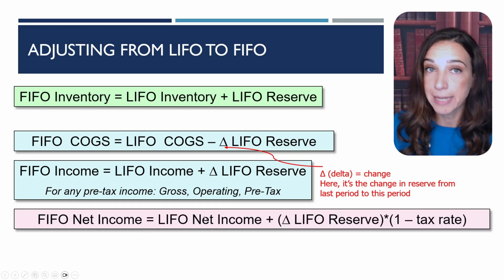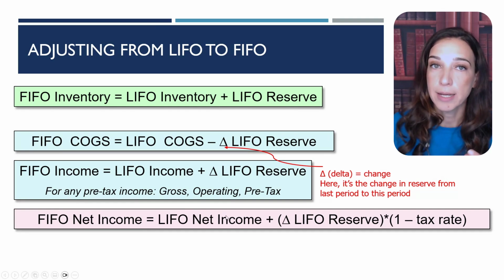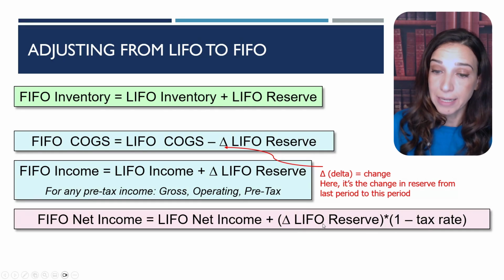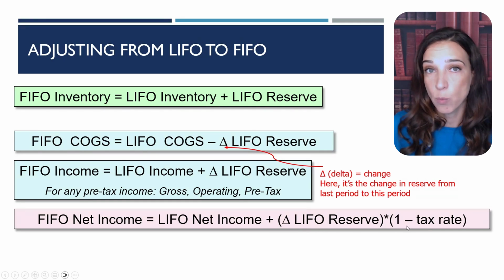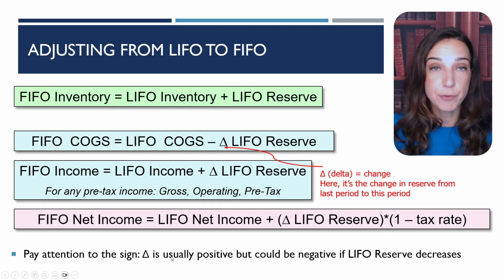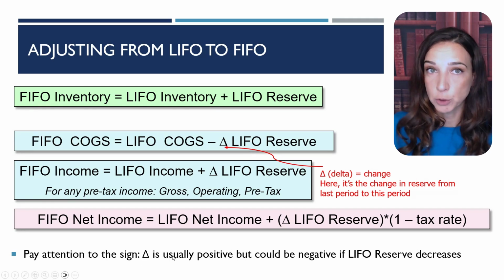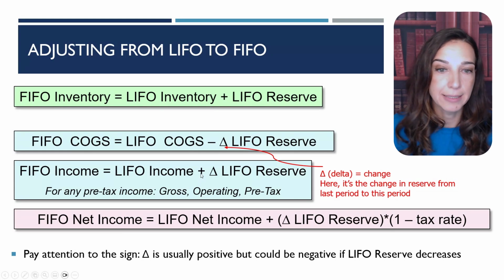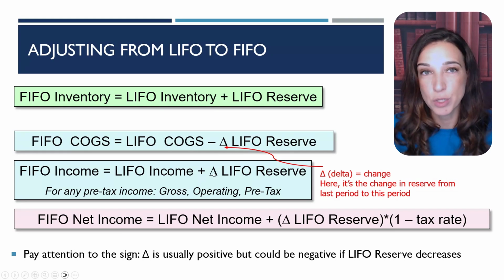If we're adjusting the net income, the post-tax number, it's a little bit more complicated because we then need to know the tax rate, and we will adjust by the delta, the change in the LIFO reserve, times 1 minus the tax rate. Pay attention to the sign of the delta. If you have a LIFO reserve that grows from period to period, then the change is going to be positive, but it is possible to have some years where the delta is negative, where the LIFO reserve is decreasing. In this case, it's going to be minus a negative number, which of course turns into a positive. And in this case, it's going to be plus a negative number, which of course is a subtraction.